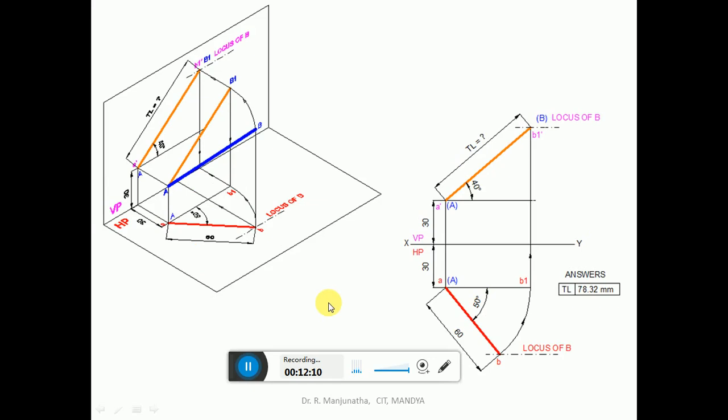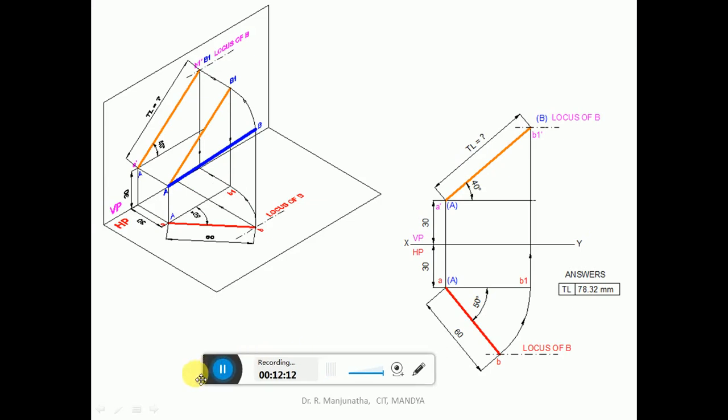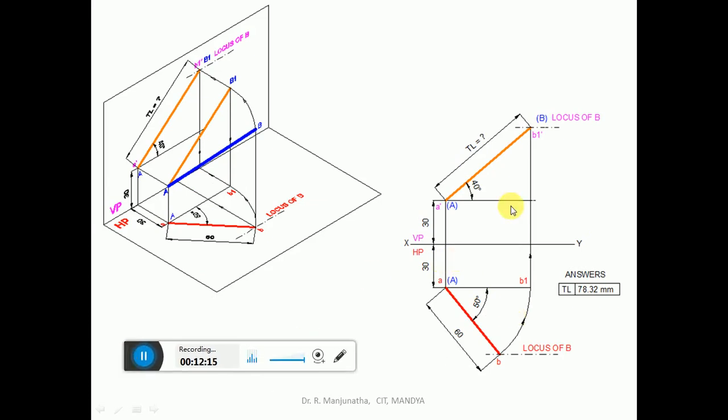Now, how to analyze in steps? So first step is to find out the true inclination with respect to VP. First you take the distance above HP and in front of VP by 30 mm. Now draw a vertical projector and get this point small a and capital A dash, small a dash. Then you know that the top view line, which is 60 mm, is inclined at 50 degrees, and you make that line parallel, and then when you project it into the front view, you know the true inclination with respect to HP.